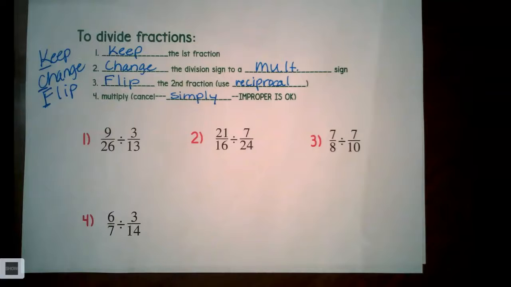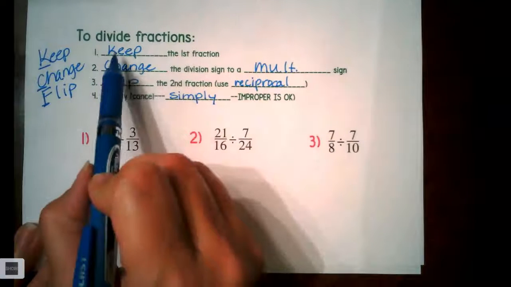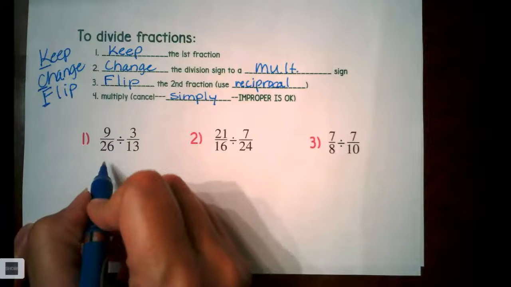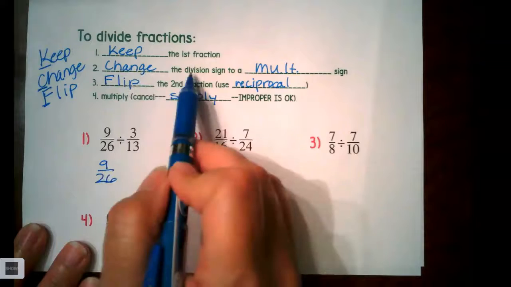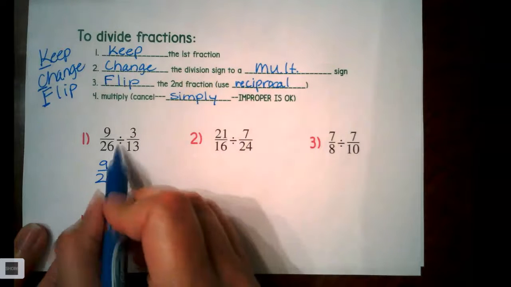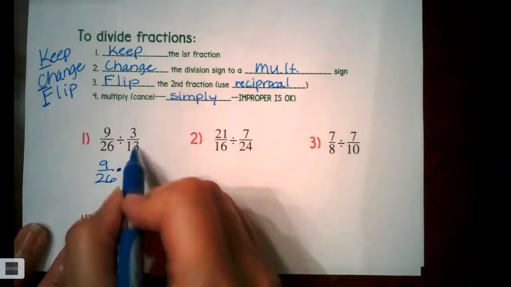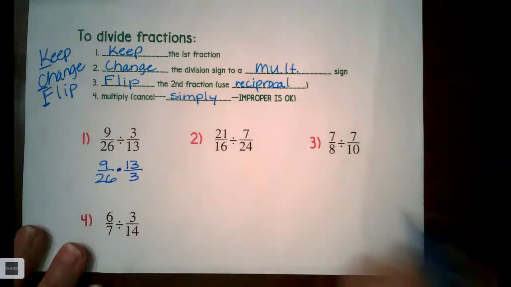Okay, let's look at the first problem. It is a division problem, so we've got to remember to keep, change, flip. Keep the first fraction, so that would be 9/26. Change division to multiplication. Flip the second fraction. So we're going to flip that one over and make it 13 over 3.